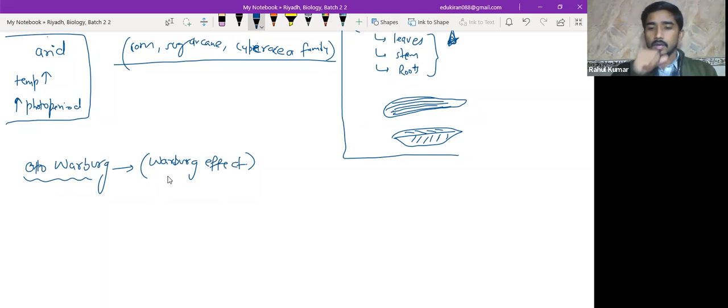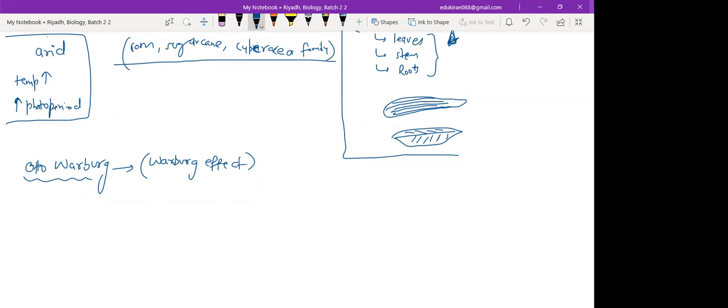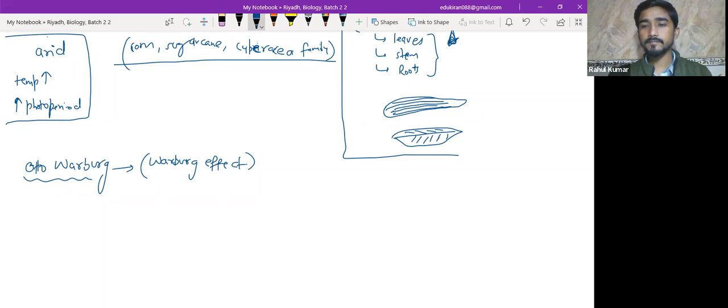Now write down. Let's come back to C4. Photorespiration is clear, everyone? The Warburg effect is clear? Yes, sir. The dual nature of Rubisco is clear. So by affecting Rubisco, you can affect the whole photosynthesis, and that's the Warburg effect. Now let's come back to C4.